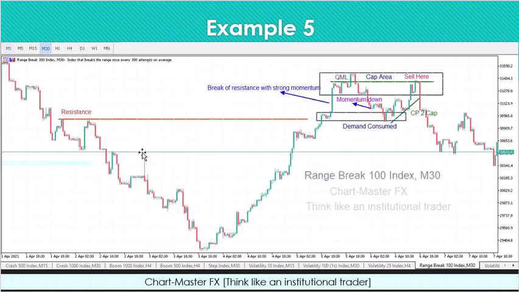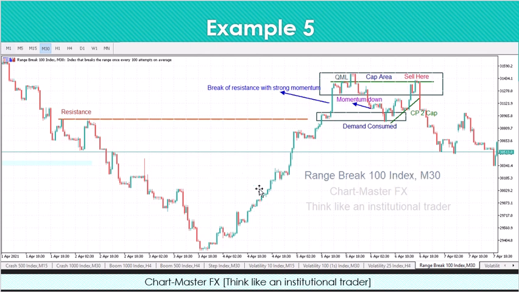Let's go to example number 5. Example number 5 guys, we have a resistance line here of touches 1 2. If we have a resistance of touches 1 2 guys, the price dropped down. You can see guys, as the price was dropping down, and you can see here we're on the Range Breaker 1000 index on M30.